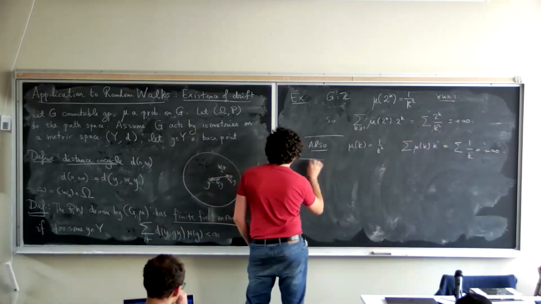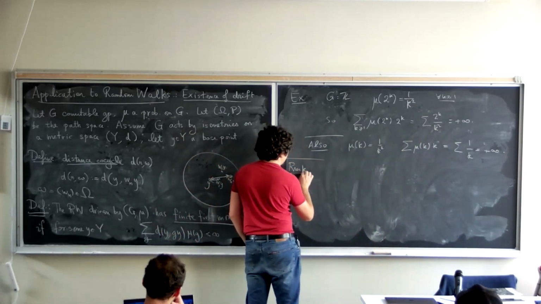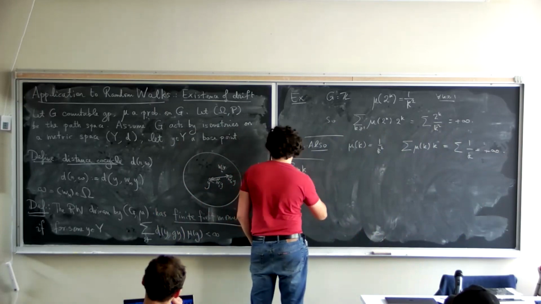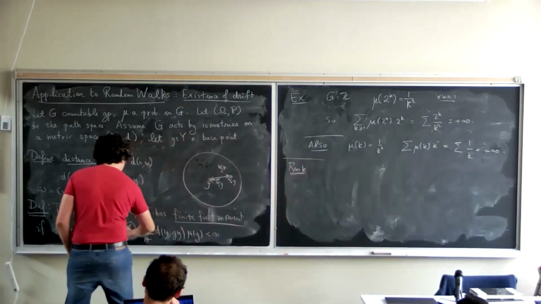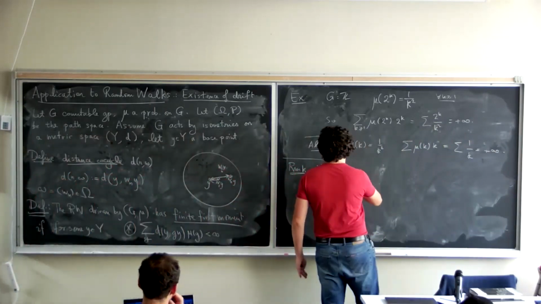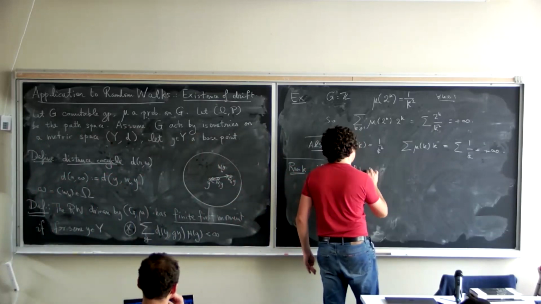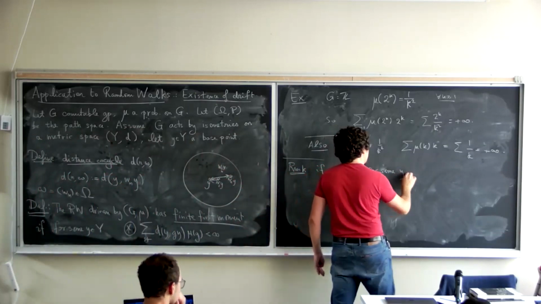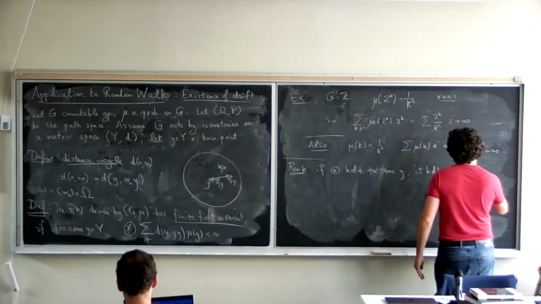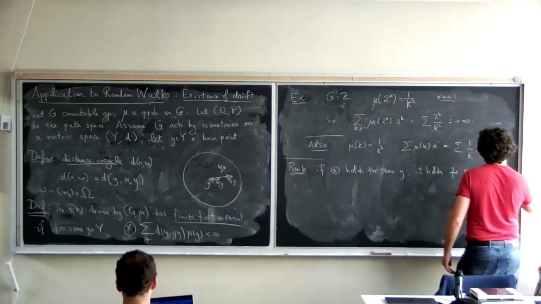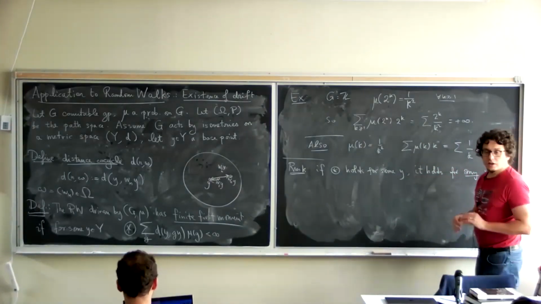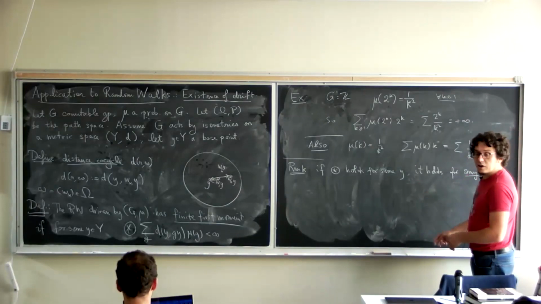So the other remark would be that if this holds for one y, it holds for every y. If star holds for some y, it holds for any y prime in y. So this is a good trick that I want to explain independently of this particular application.